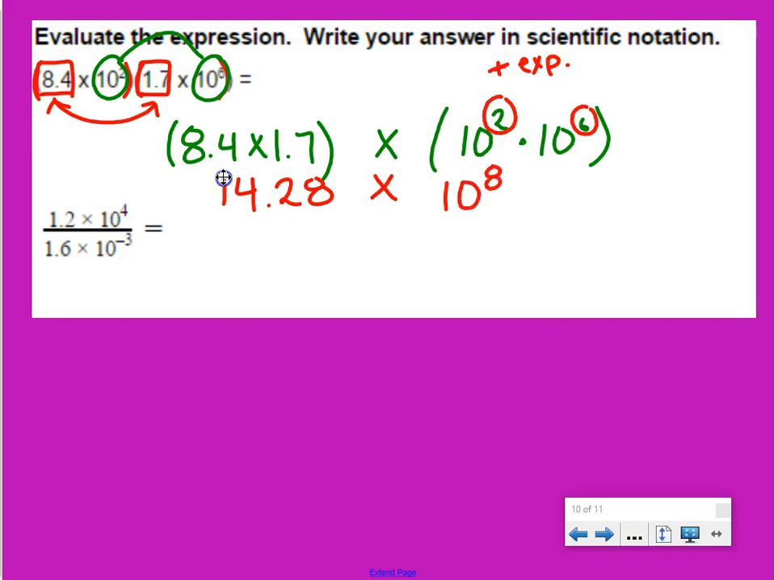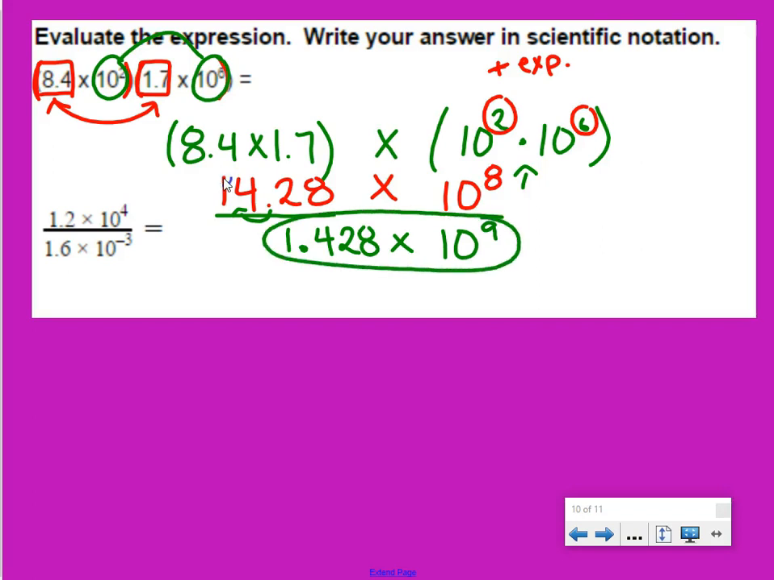Now, with this, we have to be very careful, because if we look, is our coefficient a number between 1 and 10? No, it is not. So we have to move our decimal point over 1 so that it is now 1.428. But in moving our decimal point to the left 1, we have to up our power. That becomes 10 to the 9th power. By moving the decimal point to the left, we made our number bigger. We have to go up 1 more. Okay?